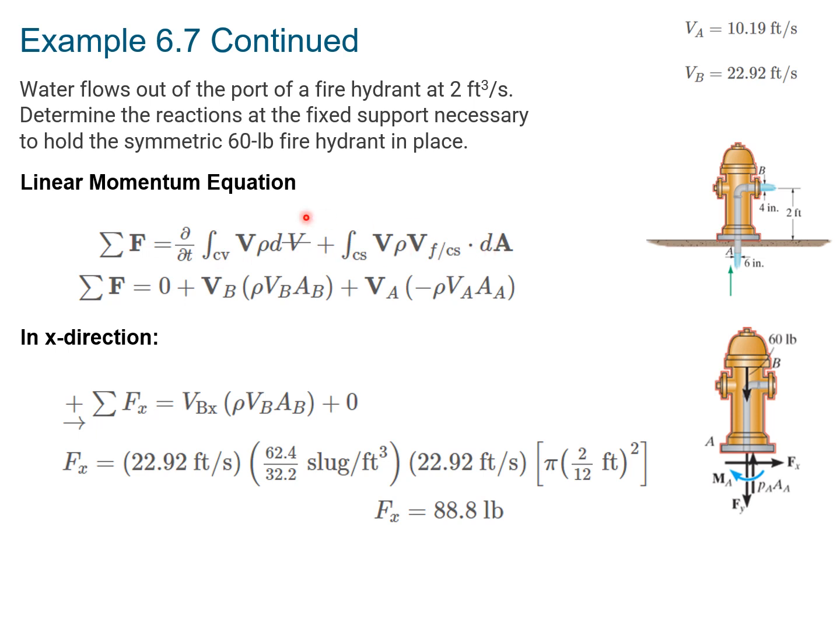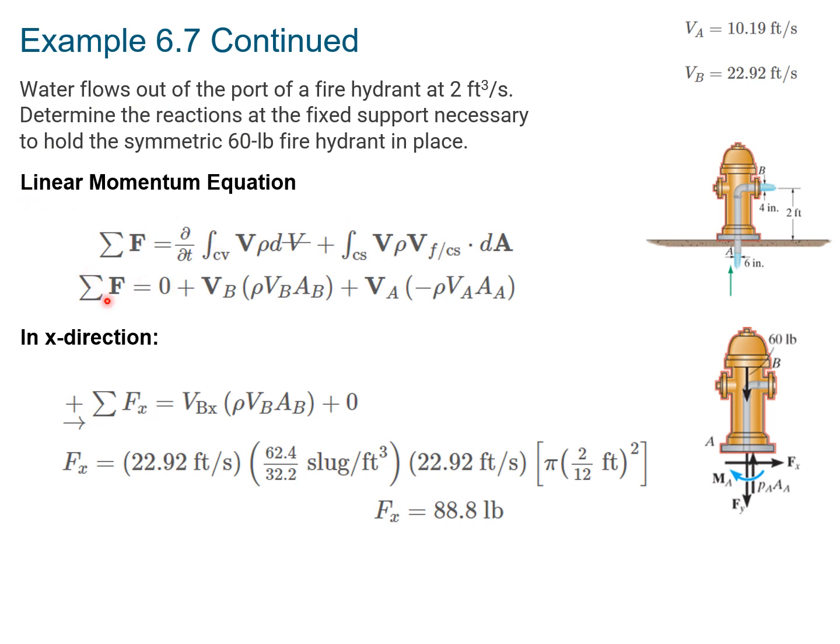So we write down the equation itself. Again, we have two terms, a control volume term and a control surface term. The control volume term is 0. And the control surface term, we again end up with two terms that we're familiar with at this point: V_B times density velocity area, plus V_A times density velocity area. And again, I've explained the negative sign here, so I won't repeat myself.